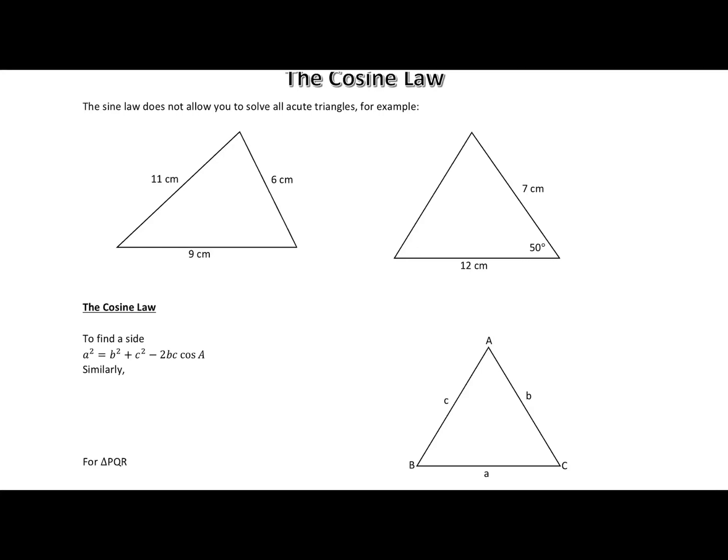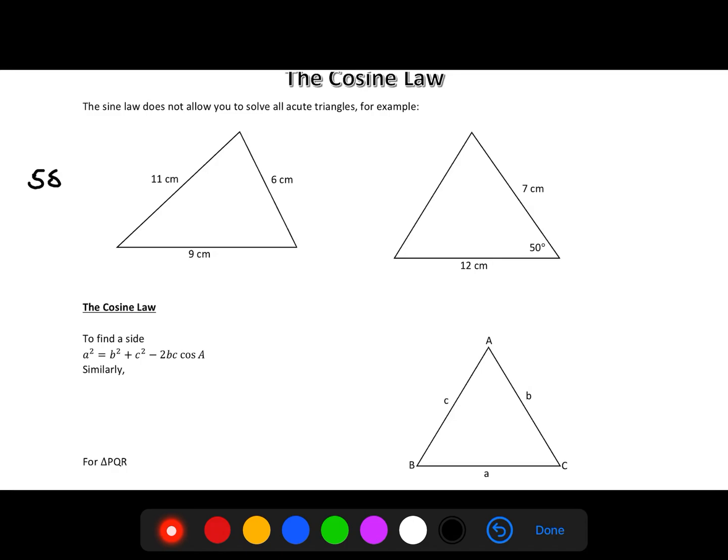Everybody, yesterday we took a look at the sine law. Today we're going to take a look at cosine law. So not all triangles can be solved using sine law if we don't have a full ratio. And there are two specific types of triangles that we don't have enough information.